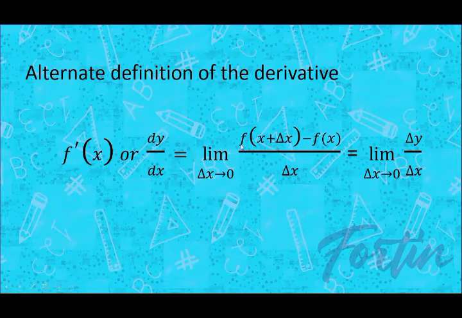So again, the function of x plus delta x, or change in x, minus the function of x, divided by delta x, or change in x, as delta x approaches 0. Or simply, this is change of y divided by change of x as change of x approaches 0, or the limit of this function as change of x approaches 0.